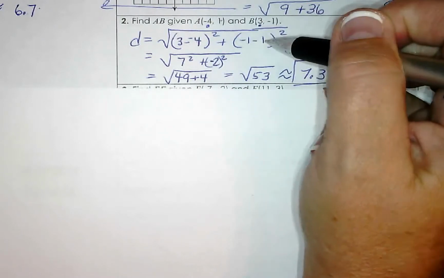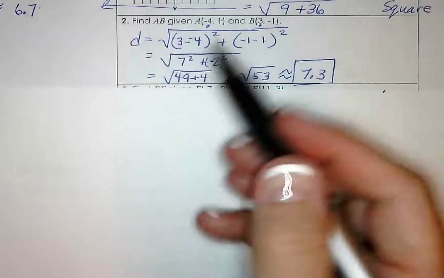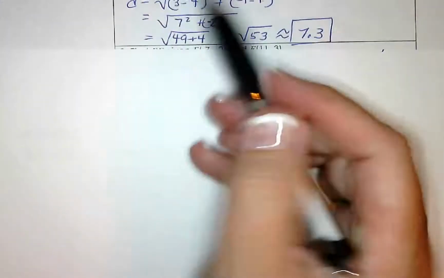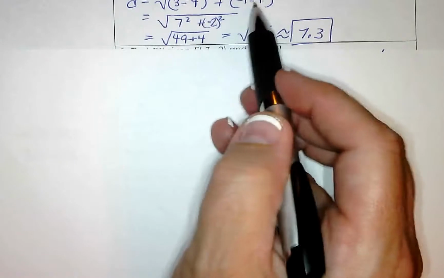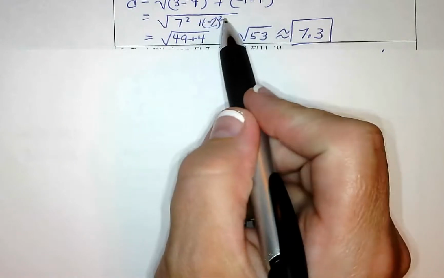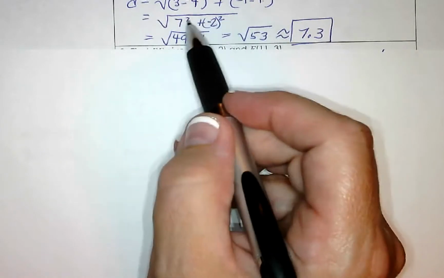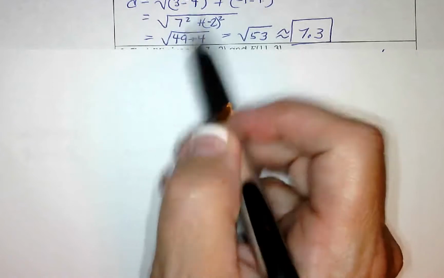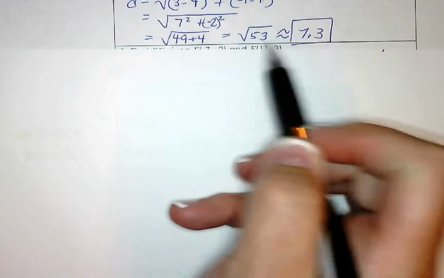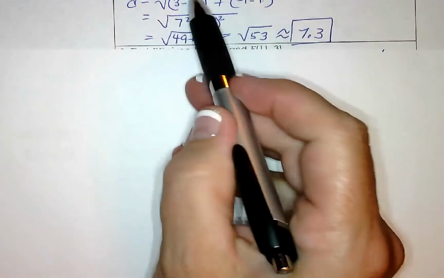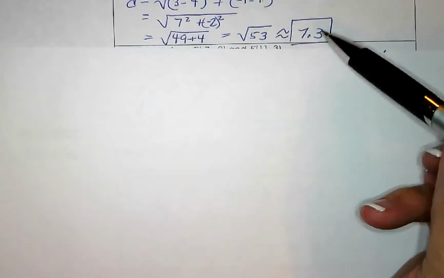When I go through my next step, I'm going to subtract. Remember what we did up here? When I subtract, I get 7 squared here. When I subtract here, I get -2 squared. Then I'm going to square those two. So 7 squared is 49, -2 squared is 4. Add them together, square root. The distance between A and B, or the length of AB, is about 7.3.